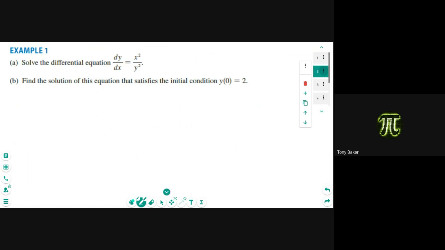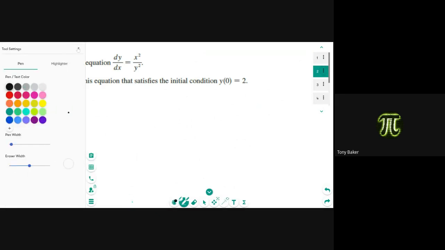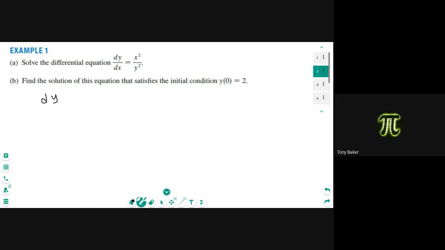All right, so we have our dy/dx is x squared over y squared. Very similar to the problem I just did. We're going to cross multiply in essence. So we get y squared dy equals x squared dx.